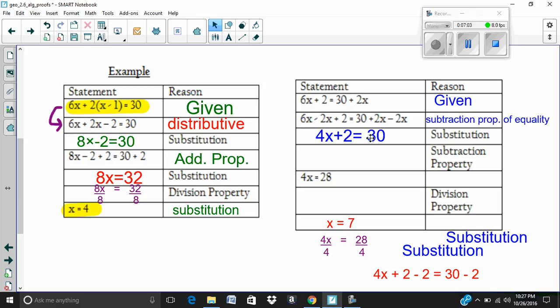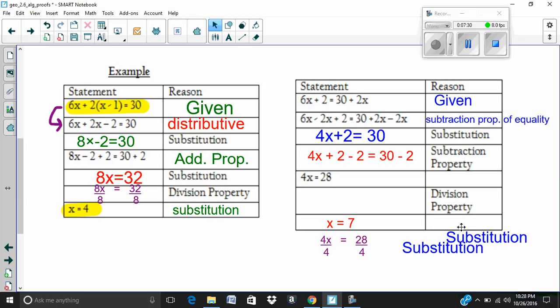So based on that, what will we do next? How are we going to solve for x? Well, we can see that our reason is subtraction property, so we should be subtracting something from both sides of our equation. Well, that's where we pull this from. 4x plus 2 minus 2 equals 30 minus 2. So as we subtract, we start combining like terms. And we see that we go from 30 minus 2 to 28, and this left side just becomes 4x.